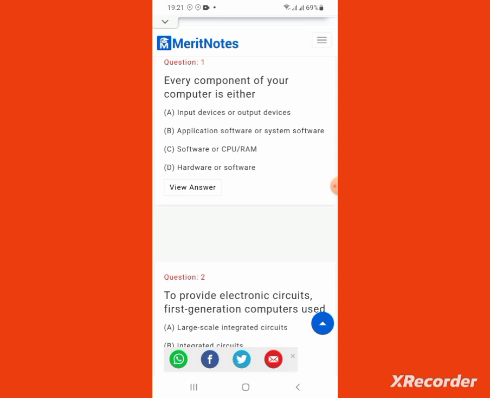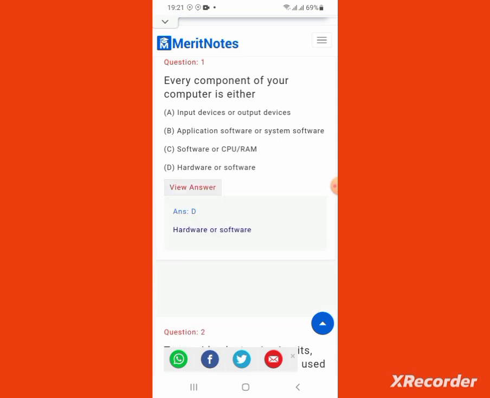Question number 1: Every component of your computer is either dash. A, input device or output device. B, application software or system software. C, software or CPU or RAM. D, hardware or software. And the correct answer is: every component of your computer is either hardware or software.